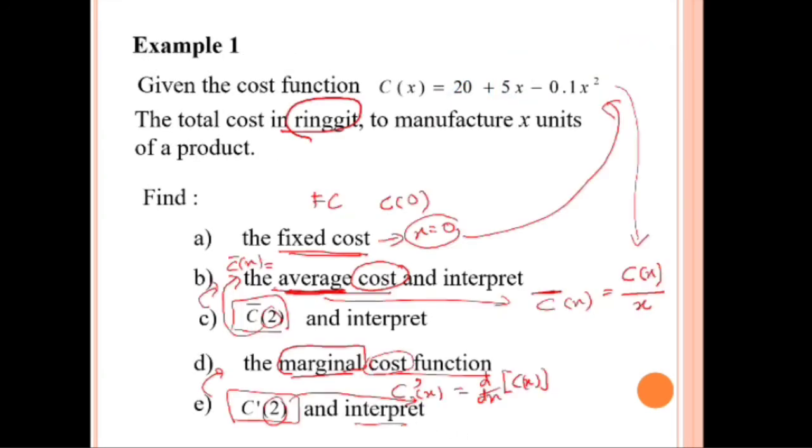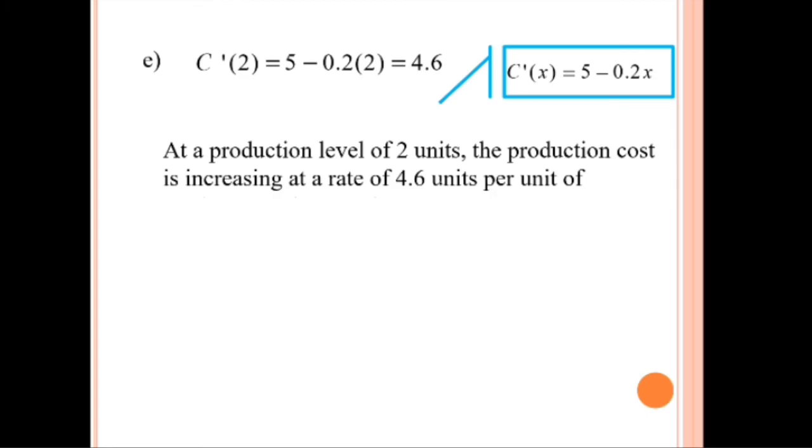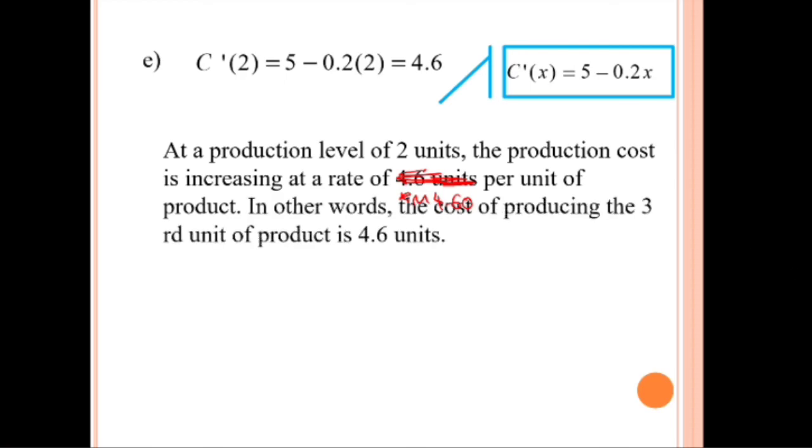To interpret this, we have to mention that at a production level of 2 units, the production cost is increasing at a rate of 4.6 units of product. Let me correct that here. It's increasing at a rate of 4 ringgit and 60 cents per unit of product. In other words, the cost of producing the third unit of product is 4 ringgit and 60 cents. So if we are currently making 2 units, then the cost of producing the third unit would increase by 4 ringgit and 60 cents. And that's what marginal cost means.